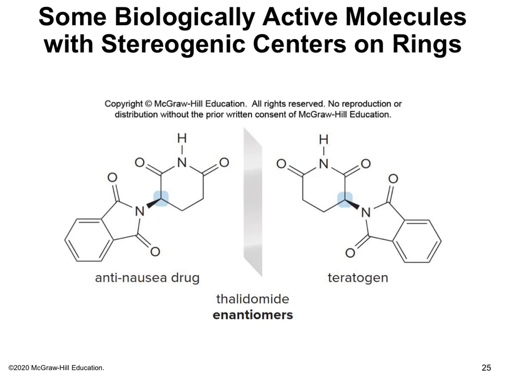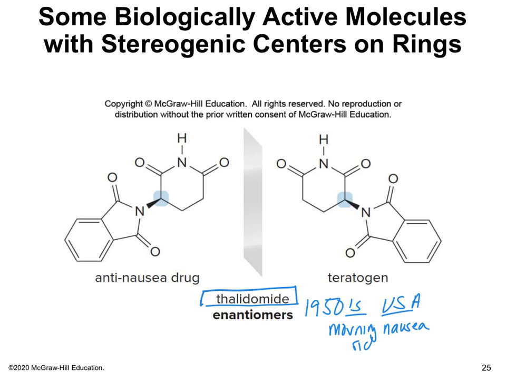Thalidomide. I actually did research in my 20s on thalidomide. Thalidomide was a drug in the 1950s. You can look it up. It was not given in America. It wasn't given in the USA. It was for morning sickness and for nausea. But the problem is it's a teratogen. A teratogen causes birth defects.